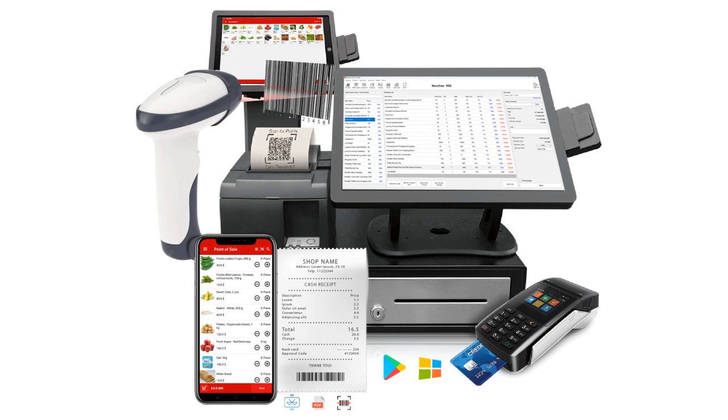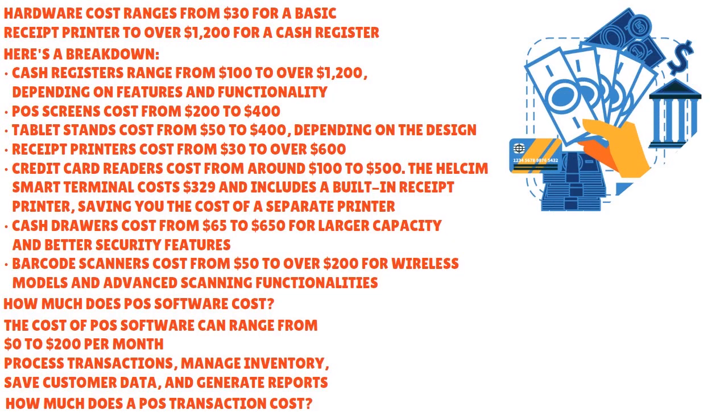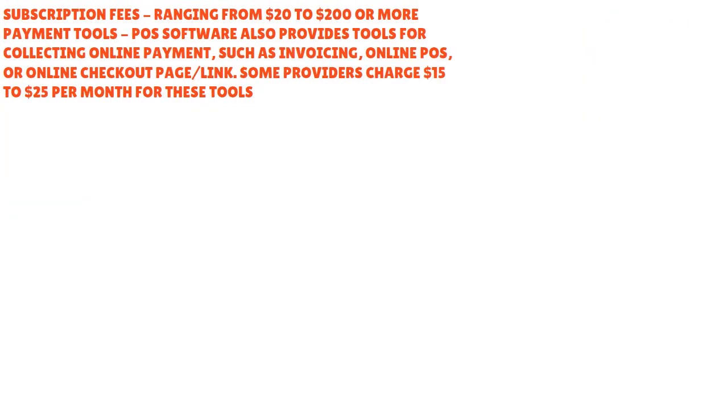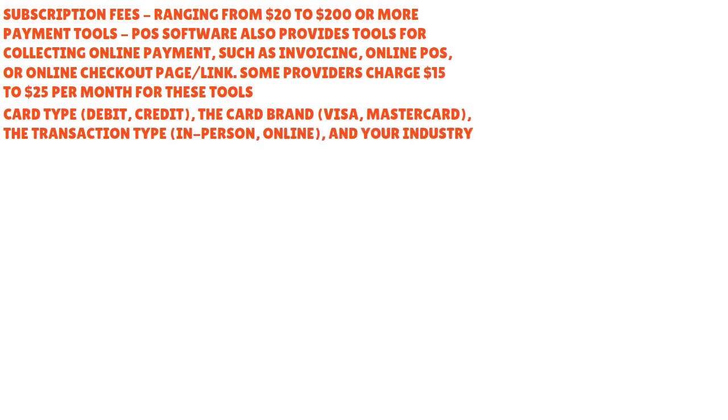So the transaction fee is made up of interchange cost and the POS provider's margin. So interchange cost is a fee paid to your customer's bank for processing a transaction. It is actually a percentage of the transaction, such as 1.7%. So these fees fluctuate depending on the card type, debit or credit, the card brand, Visa, MasterCard, Discover, American Express, the transaction type, in person or online, and your industry. So you have interchange cost.